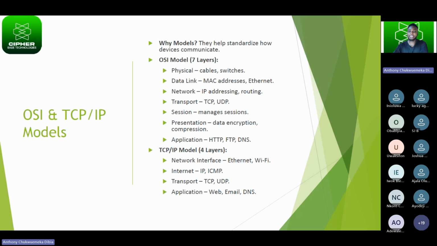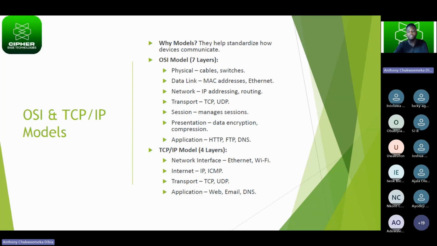Now, the second layer is the data link layer. This is where MAC addresses and your internet come in. That is, this is where the transmission of data starts in bits and bytes. You understand? So this is where devices now understand the MAC address. Okay, who owns this MAC address? This happens under the data link layer.